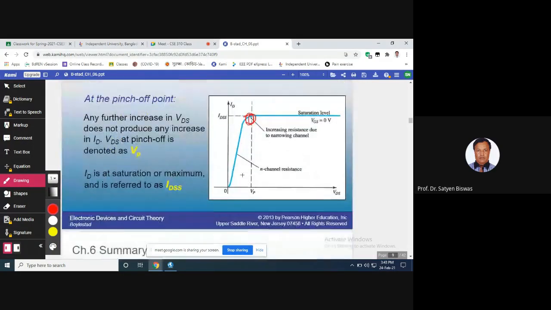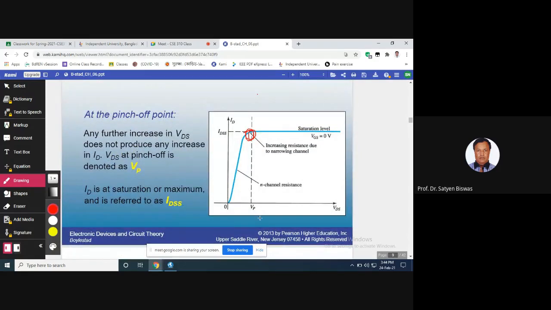Here you can see the IV characteristic curves for the JFET. This is the voltage on the x-axis. We are increasing the voltage from 0 volts gradually. When we increase from 0, the current starts to increase, almost linearly, up to the highest point. At this point, which is the pinch off point, the voltage is called VP.